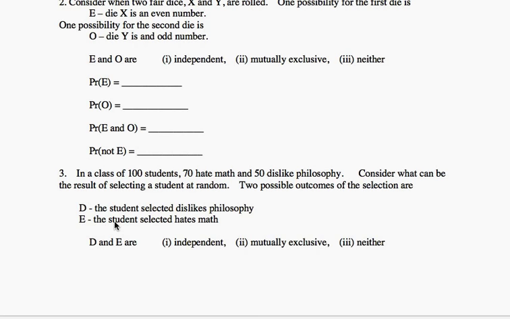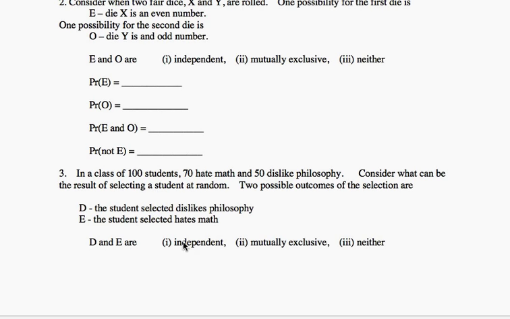Well, does one have no memory of the other? Is one randomized relative to the other? And that doesn't really make sense either, because D and E, it's not like a rolling of a die, or say a flipping of a coin, better yet, where one event has no relation to the previous event. A student selected who hates math may or may not have a relation to a student selected who dislikes philosophy. So the idea of there being no memory here doesn't really apply, even though a student is taken at random. In the definition of independence, you'd have to force it into this, and it doesn't really work. The answer here is actually 3, neither.